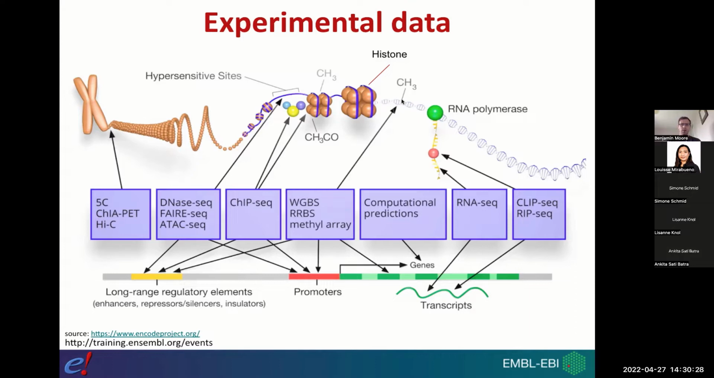We can look at the pattern of methylation using a technique called bisulfite sequencing. So we can either have whole genome bisulfite sequencing or reduced representation bisulfite sequencing that assesses the pattern of methylation along the genome. We can also look at the actual gene expression levels itself using RNA-seq data. And we can use CLIP-seq and RIP-seq to look at the expression levels and the mRNA levels as well.